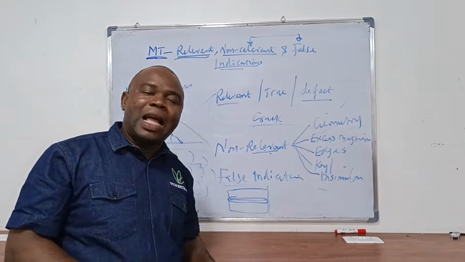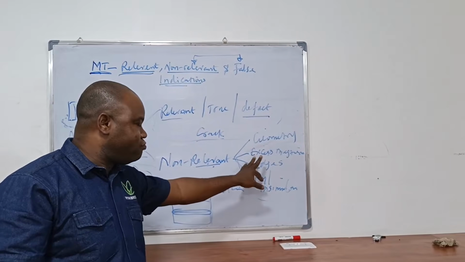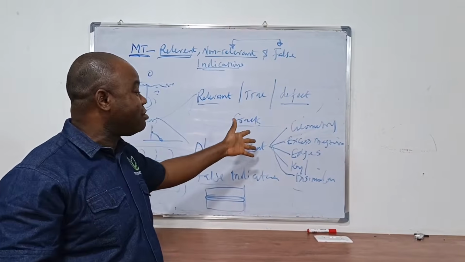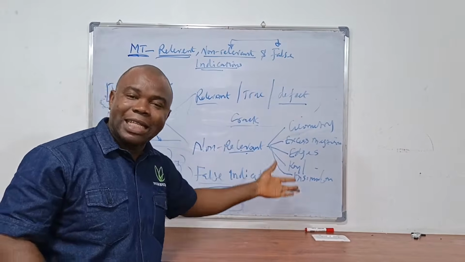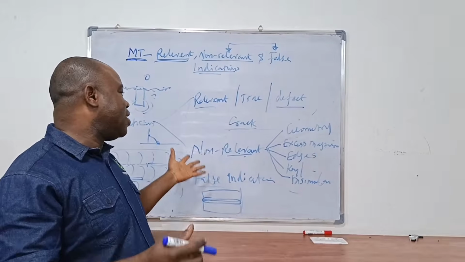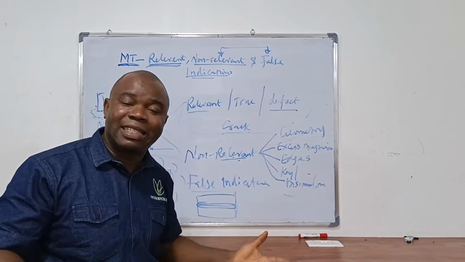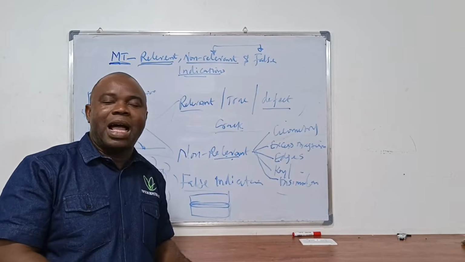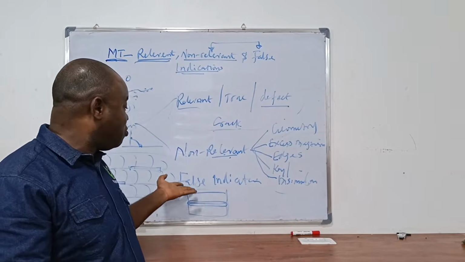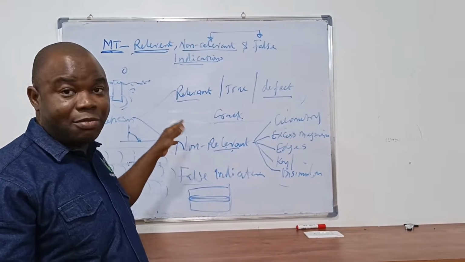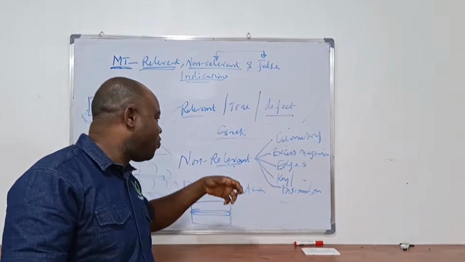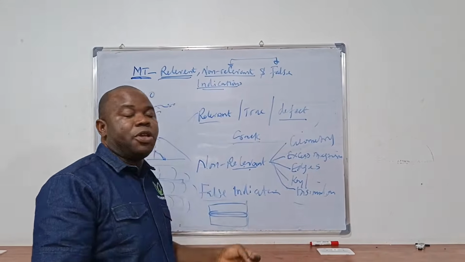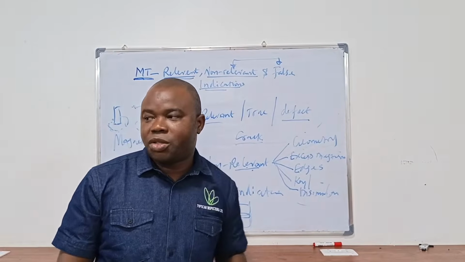If questions come in the exam where you are so confused about false indication and non-relevant, just look at the ones that can be affected by magnetism. So if I'm asking which of these is a false indication and I see dirt there, obviously you know that the dirt is an external material. The effect of the dirt is not affected by the magnetism. You just know that is a false indication. But every other factor that can be affected by magnetism becomes a non-relevant indication.